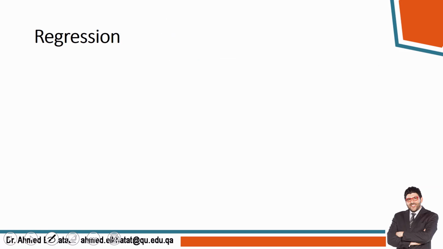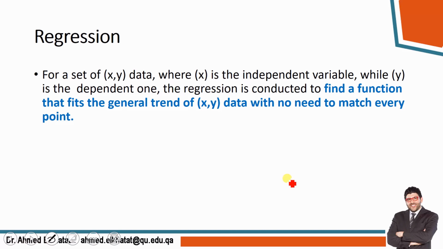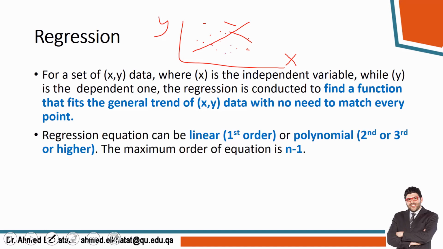Now we'll start with regression. If you have a set of data points and you want to make a correlation between the independent x and the dependent y, so you want to find a function that fits this data, but there's no need to match every point, you just have to capture the general trend of this data. So you can use regression. We have different types of regression. We have linear, polynomial.